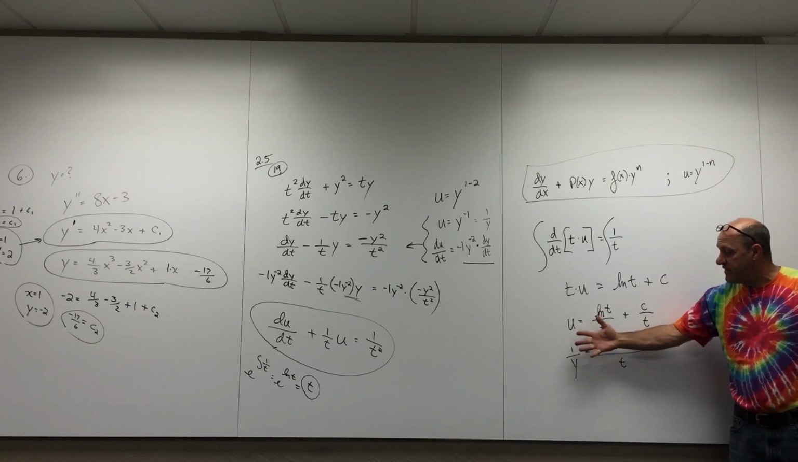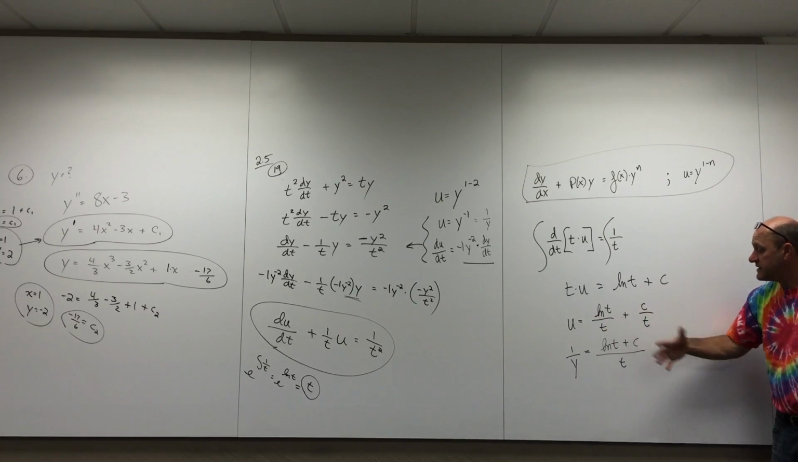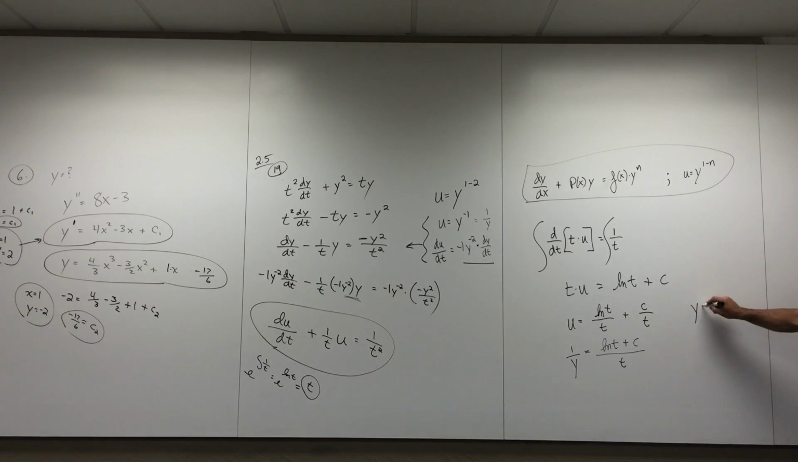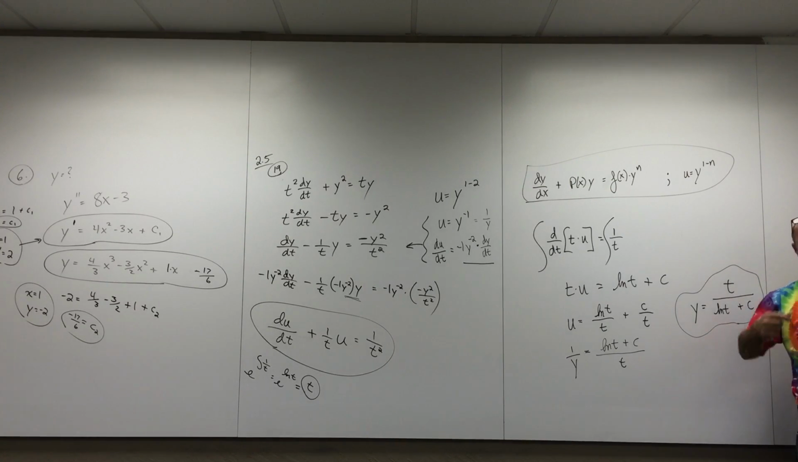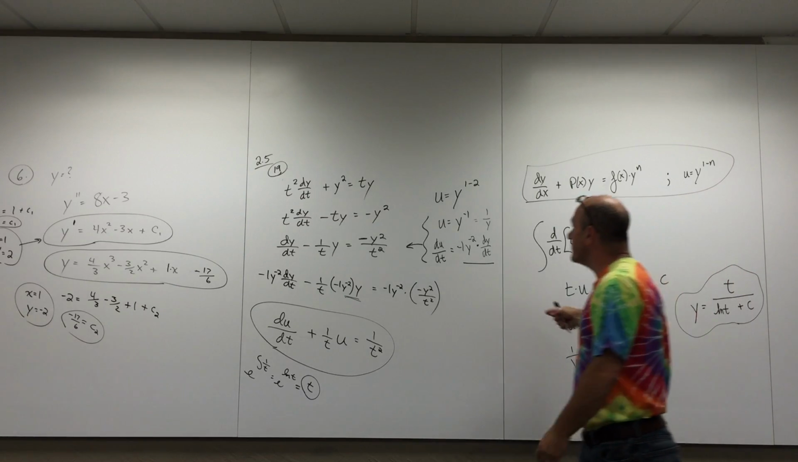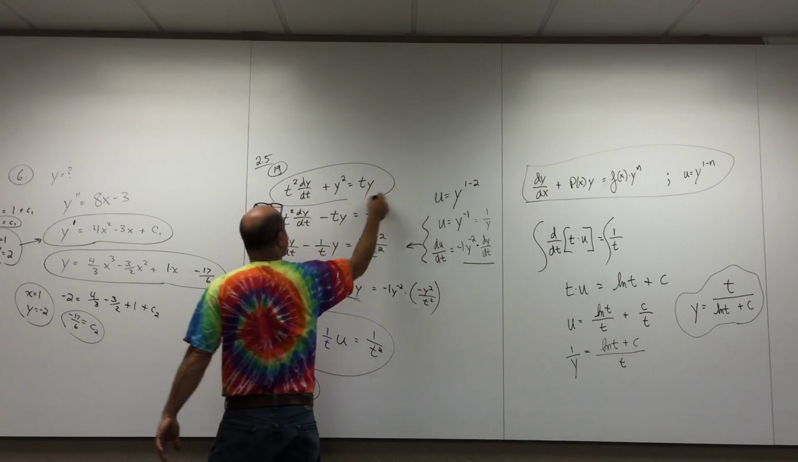I'm gonna do this with the integrating factor method now. The integrating factor is e to the integral of 1 over t. So that's e to the ln t, which is just a t. My integrating factor is just a t. I multiply through by it. After I multiply through by it, I realize that the left-hand side is the derivative of the product of the integrating factor t times u.